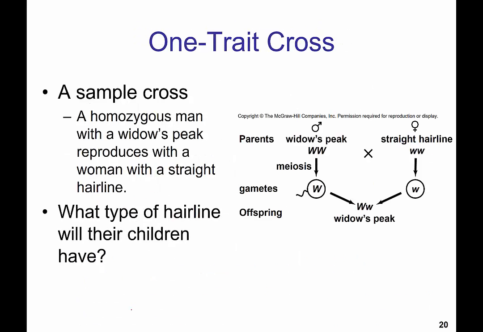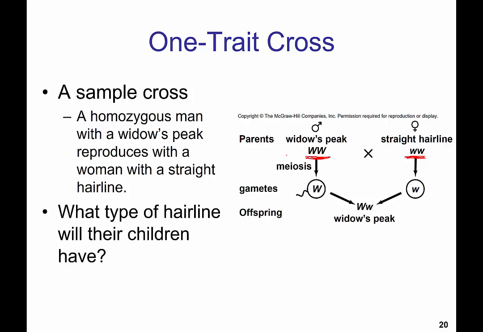A sample cross. If you have a homozygous man with a widow's peak who reproduces with a woman with straight hair, this is the cross we get. So here we were just told that widow's peak is the dominant trait. The information here is that the man is homozygous. If he has a widow's peak, he's going to be homozygous dominant. That's represented here by this big W, big W. The woman with straight hair, since that is a recessive trait, we know immediately what the genotype is. That's going to be little w, little w.